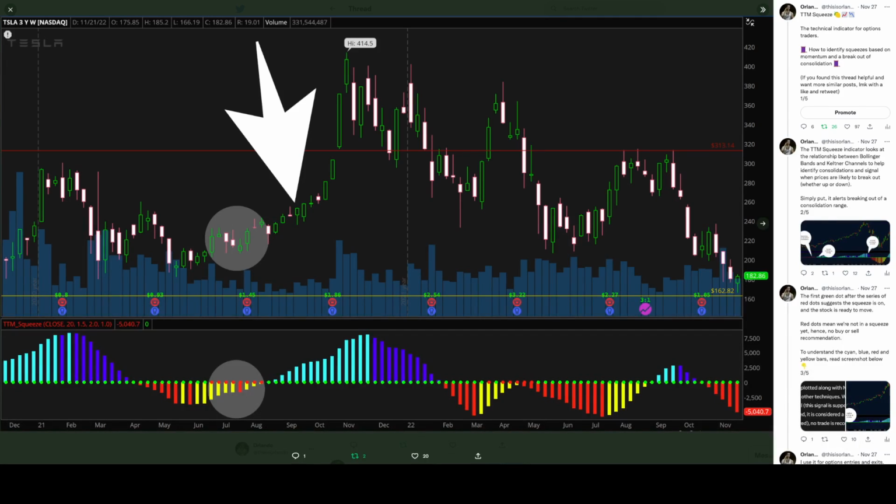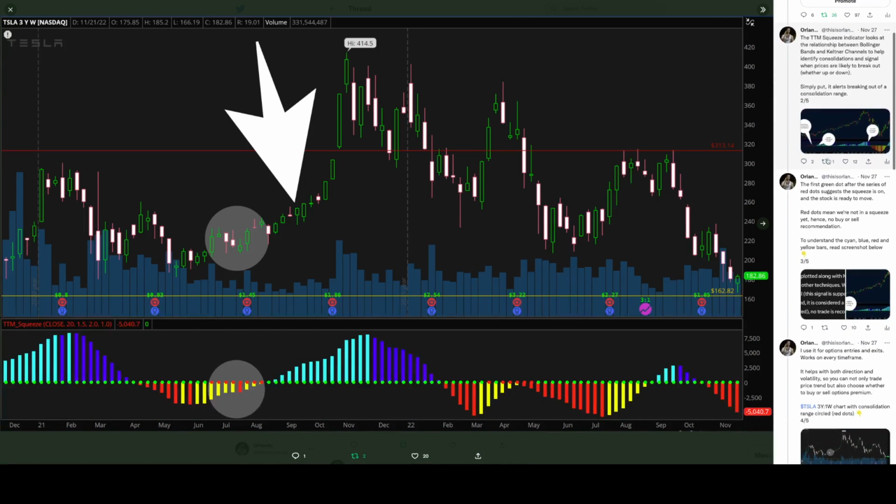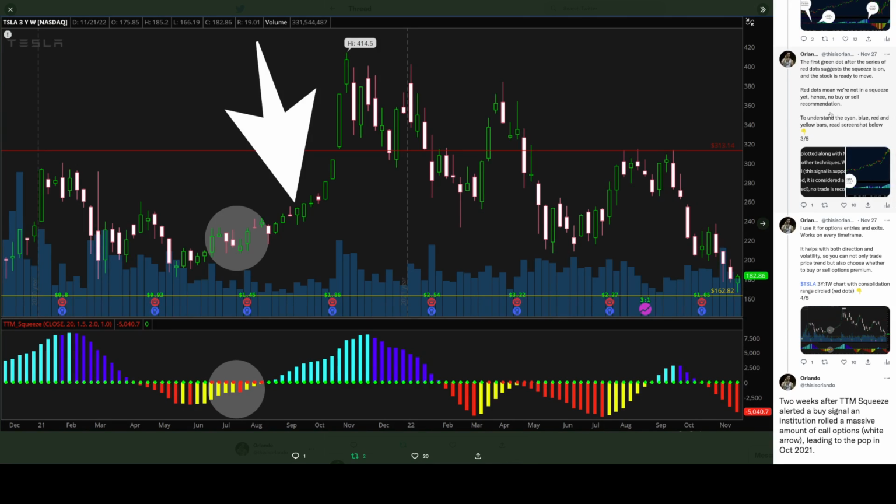I tweet about the TTM Squeeze indicator. My name is Orlando. My @ on Twitter is @thisorlando. And I talked about the TTM Squeeze, how I use it, how I utilize it. Most of the technicals and technical indicators, in my opinion, are lagging. This is why I combine technicals and options flow. That's also my style, but obviously anyone can use their own styles.